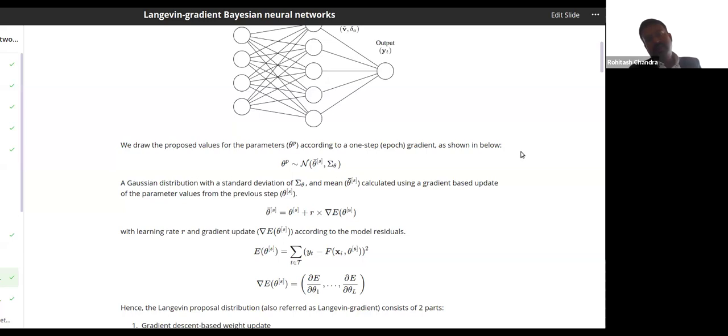So that's why it's called a one step. We will see that in the code implementation, it will become more clear. And a Gaussian distribution with the standard deviation, meaning we are looking at a covariance matrix, and we are saying the standard deviation is given by sigma. And then there's a mean calculated with a gradient-based update of the parameters in the previous step.